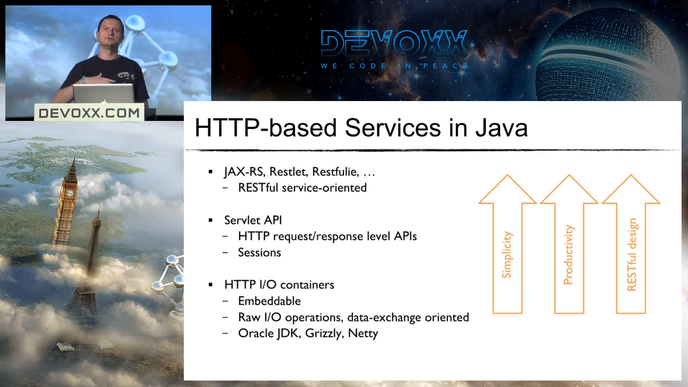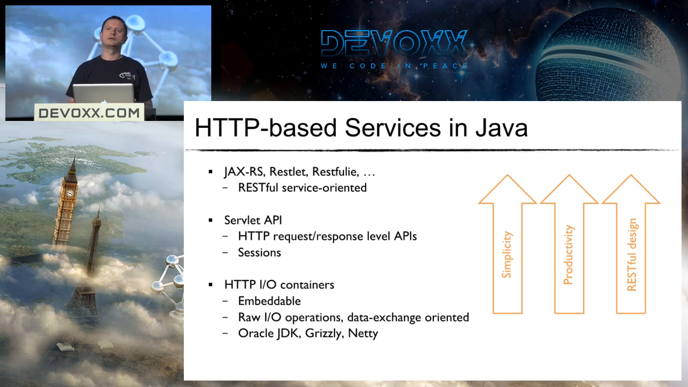A little bit further than that, on top of it, is a layer of APIs provided by the servlet specification. These APIs are more HTTP oriented, and they provide additional facilities for manipulating HTTP requests, responses, sessions, etc. So they provide a little bit more focused way of working with HTTP, especially if you are working in a Java EE container or servlet container.